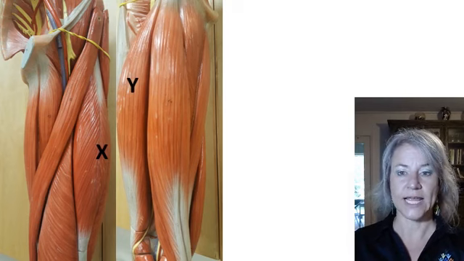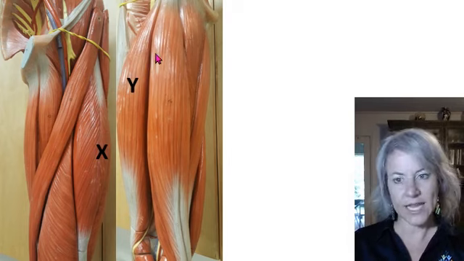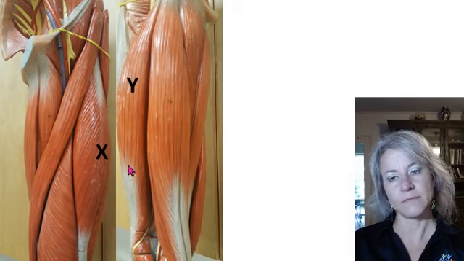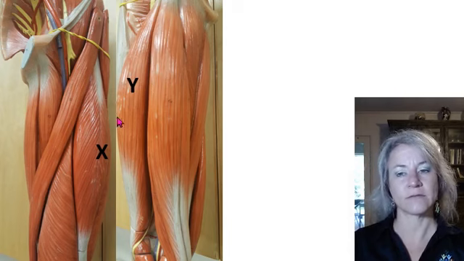What was the name of the muscle X? It's going straight up and down. And give the name of the muscle Y. What is the name of the group of three muscles in the back?